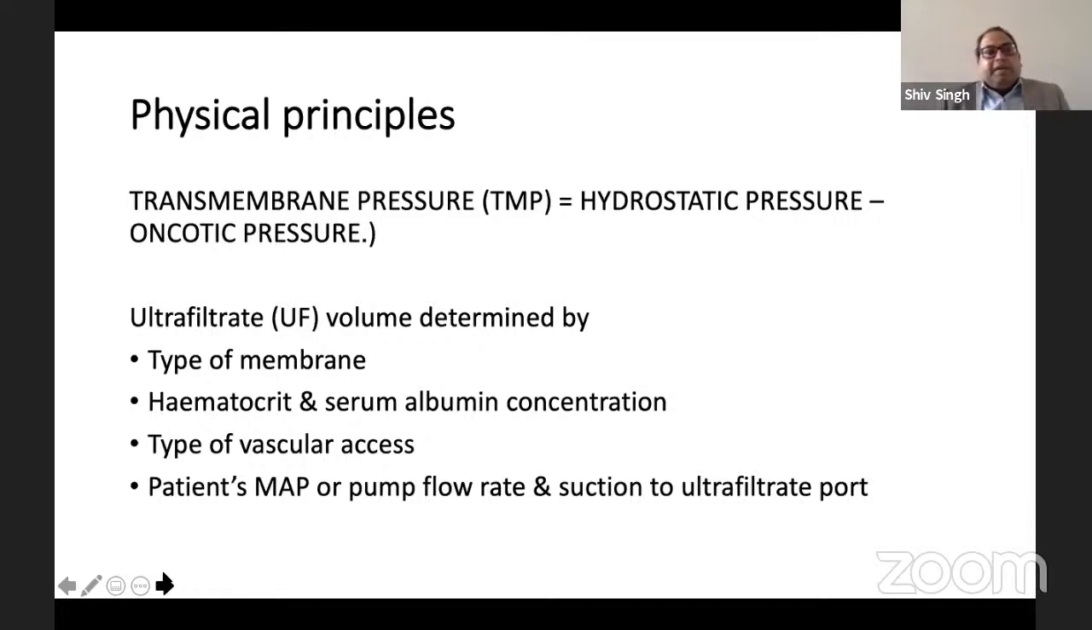It is determined by the hematocrit and the serum albumin. These are the ones which determine the oncotic pressure. It will depend on the type of vascular access, whether you are doing veno-venous or arteriovenous. Arteriovenous is not used much now. Mean arterial pressure only matters if it's arteriovenous; otherwise, if it's veno-venous, we use a pump. It also depends on whether you're using a pump or suction at the ultrafiltrate part as well.